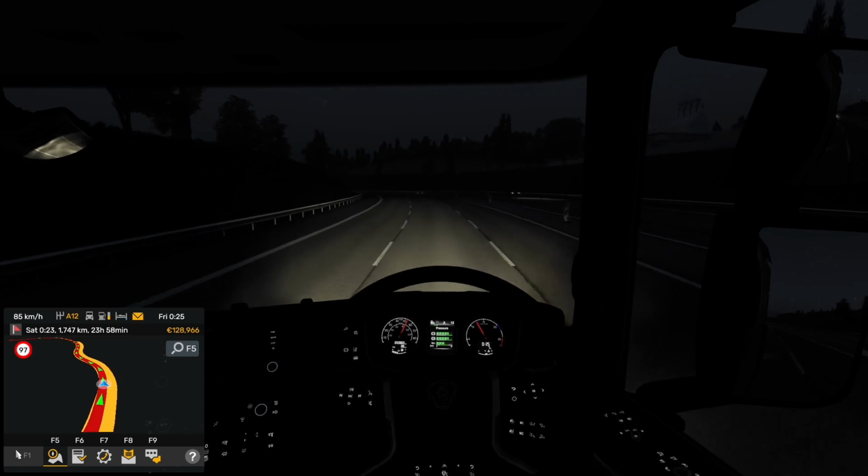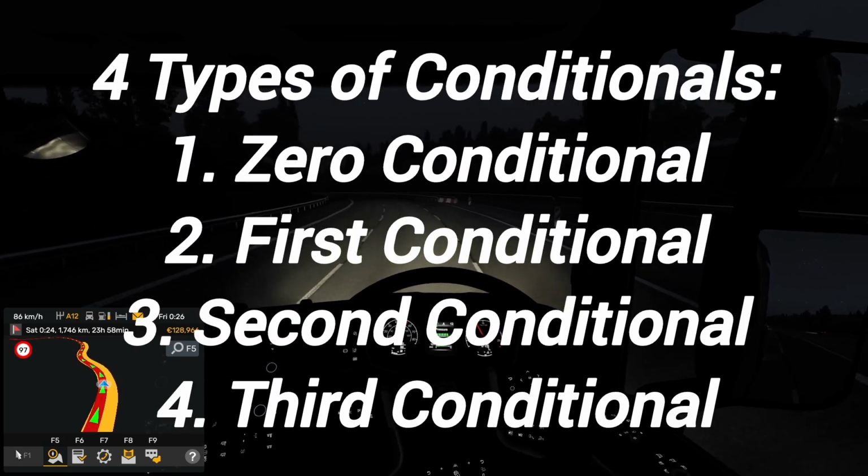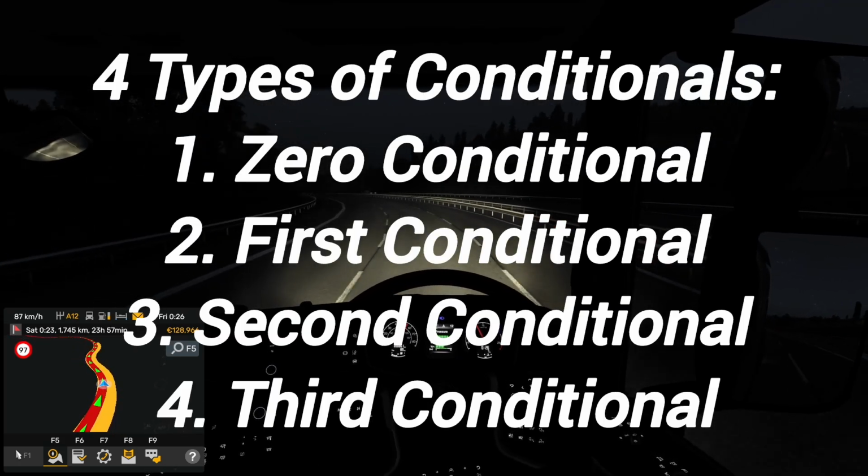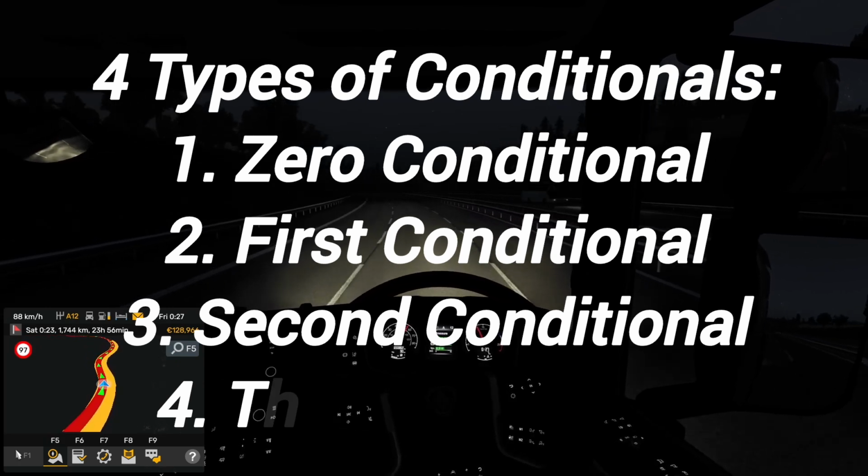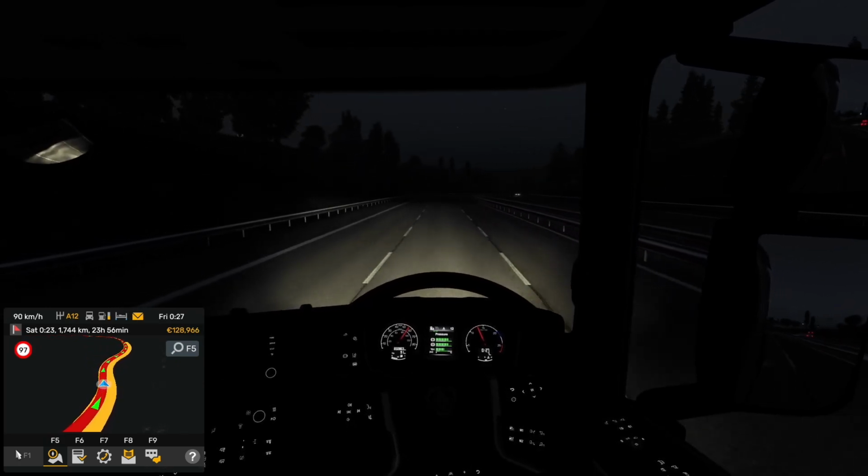We'll cover 4 main types of conditionals: 0, first, second, and third. Each type has its own structure and purpose. Ready to jump in? Let's go.